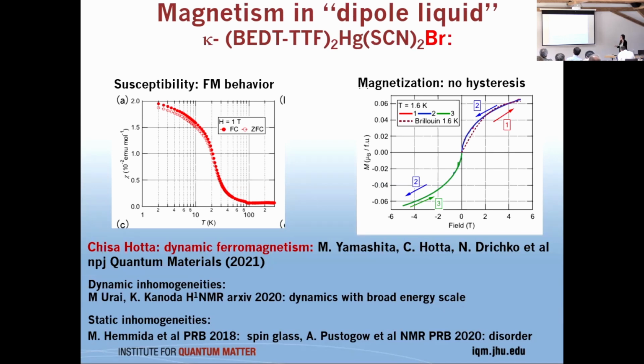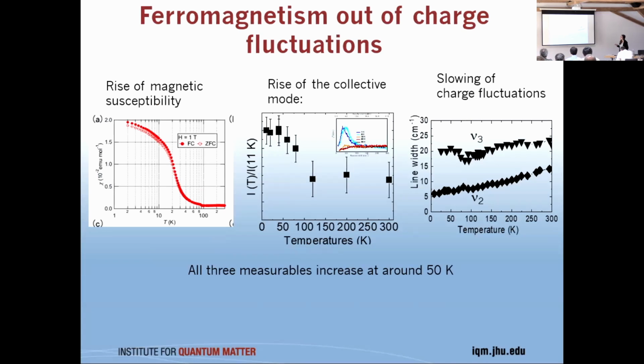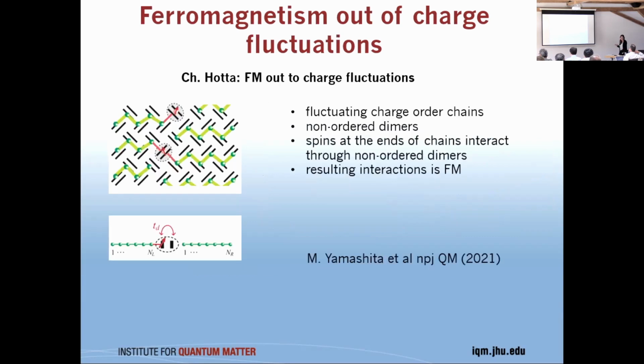In Professor Kanoda's group, there are now interesting results on NMR, which also suggest that there are variable time scales. However, there is something we cannot understand. Okay, so let's go here first. We see that this rise of magnetic susceptibility goes together with the rise of the charge fluctuations. If you look at the temperature dependence of the broadening of this charge sensitive mode and of the rise of the collective mode at low frequencies, it follows the same temperature behavior as the rise of magnetic susceptibility. So whatever happens with these charge fluctuations, they induce this behavior. Even though we don't think it's spin glass, we couldn't explain it without suggesting that there is some inhomogeneity in the system.